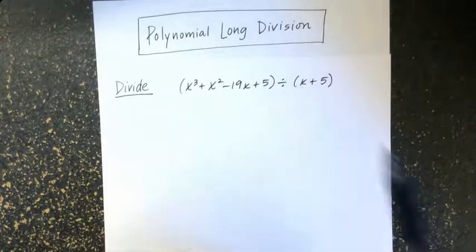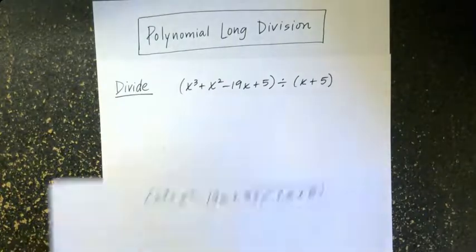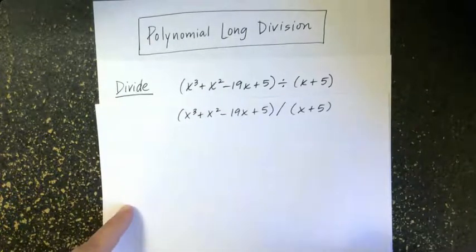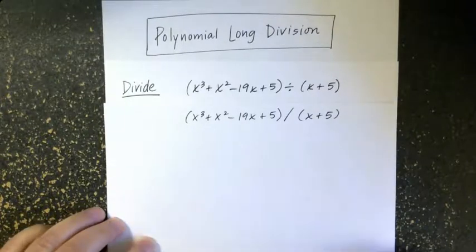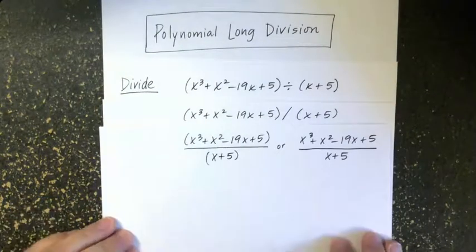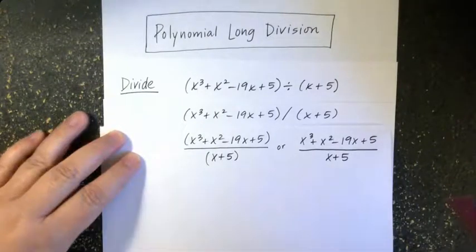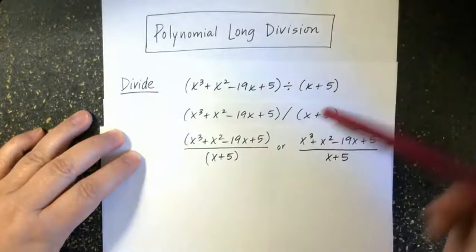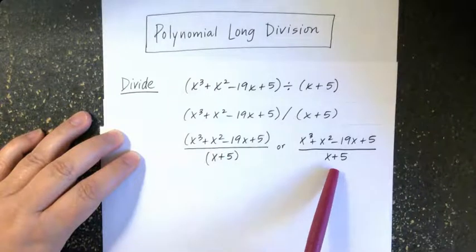I did want to point out a couple of things before we get into it, and there are other things we're going to talk about as we go through, but I wanted to point out how the problem is written. It can be written this way. It could also be written like this with the division bar. It could also be written as a fraction, with or without parentheses. All of these, 1, 2, 3, and 4, are 4 different ways to write the exact same problem.